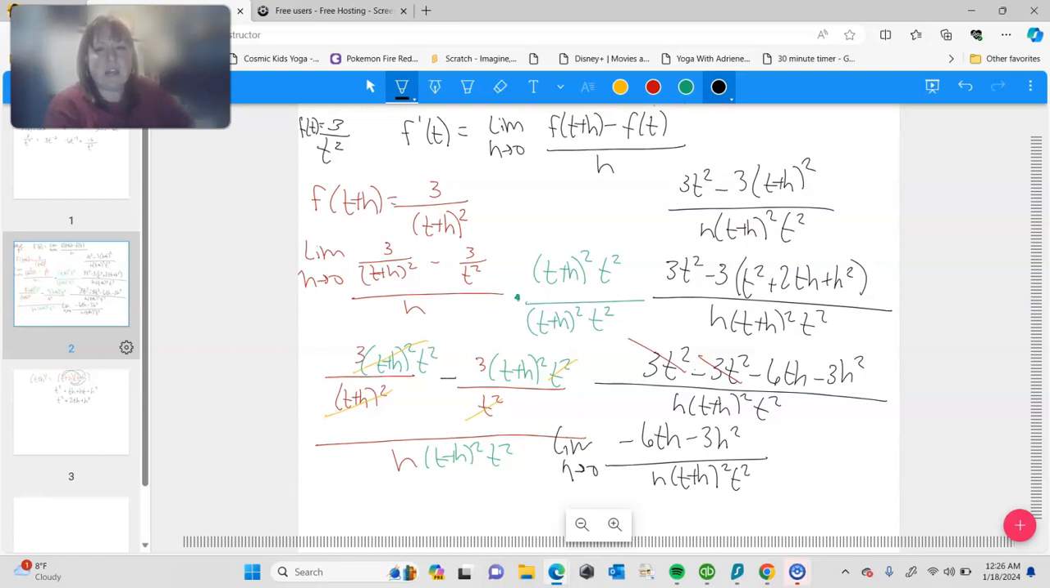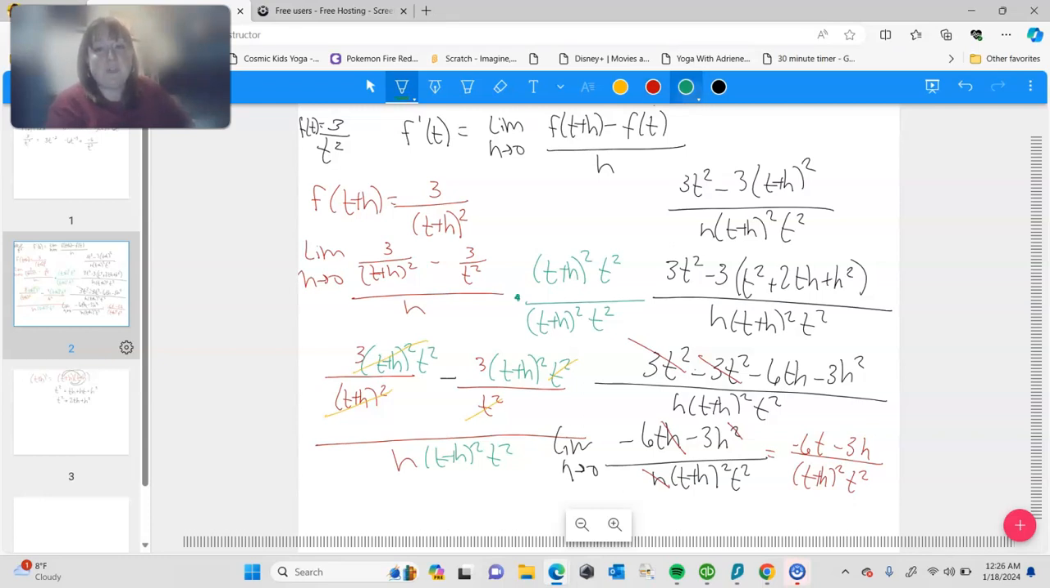So we say, oh, look, I have an h here. If I divide each of these by h, I had 1 h and I divide out one of them. I had 2 h's here, so I just divide out one of them, right? So now instead of h squared, I just have h, and I divide that h out. So I end up with negative 6t minus 3h over (t plus h) squared times t squared. And now remember, we're doing the limit as h approaches 0. So we're finally at this point where if I plug 0 in here, I am not going to get 0 over 0. So we're in a good place.